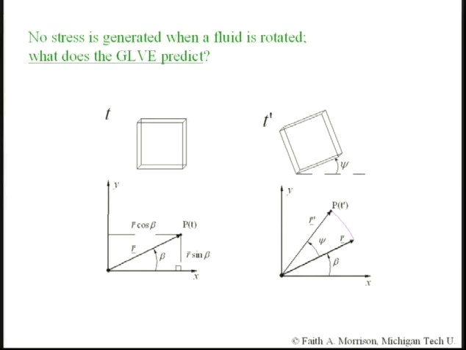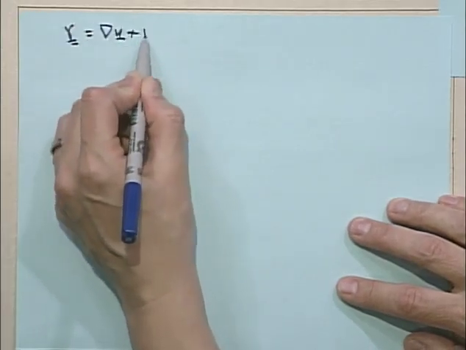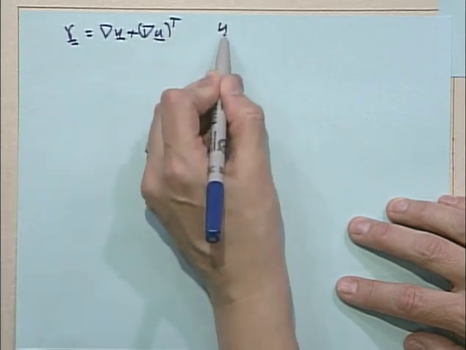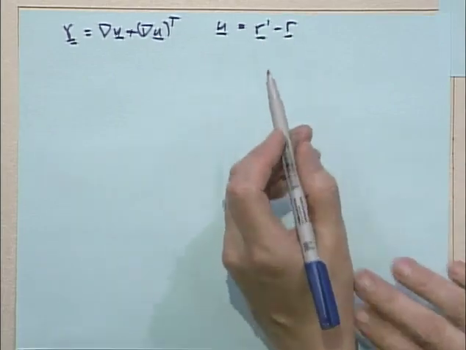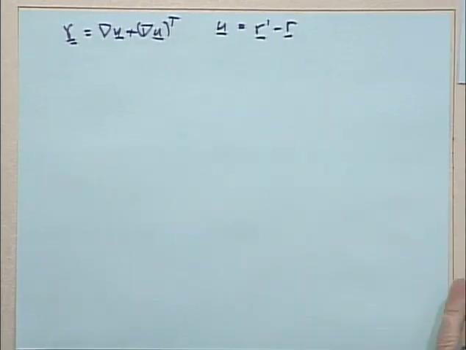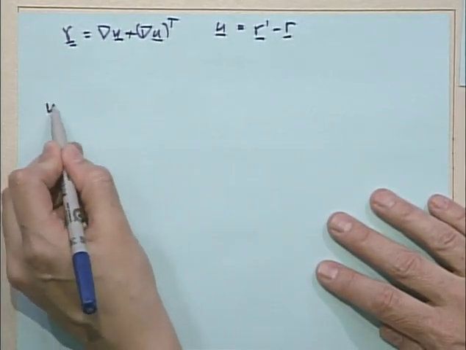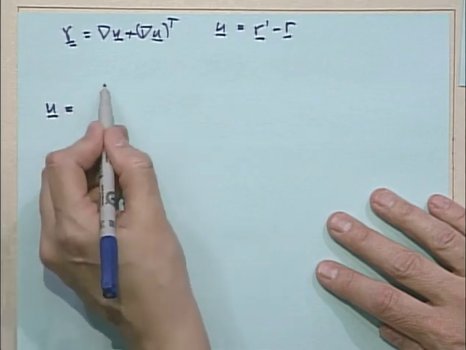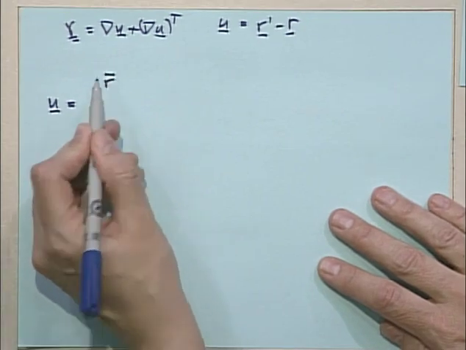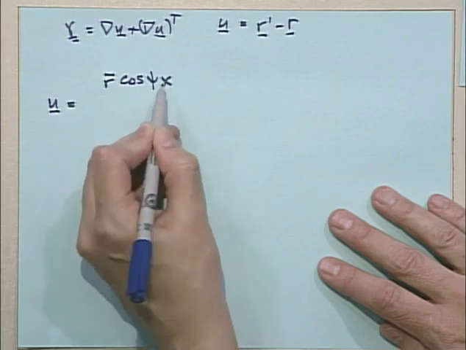All right, so now I want to do u. Okay, remember where we're going. Gamma is del u plus del u transpose, and u is r prime minus r. So we've got r prime and r here. We just need to subtract them now. And so we've got u equals r prime. Okay, so I'm copying from out of your sight. R cos psi times x.